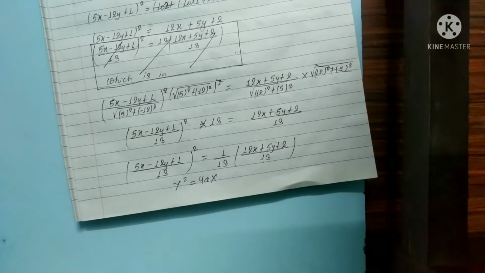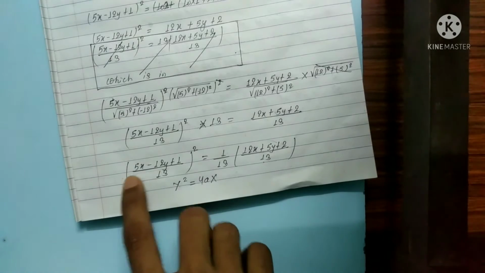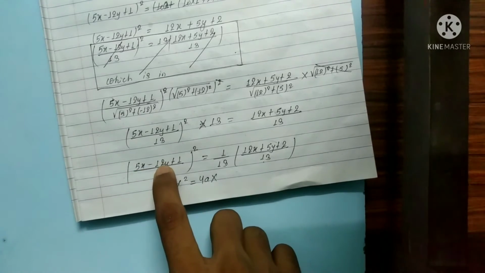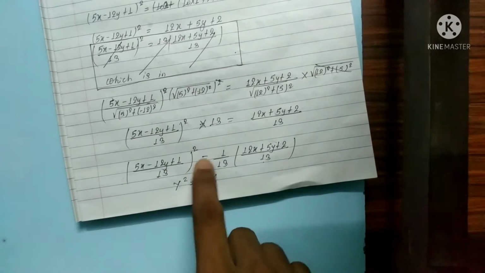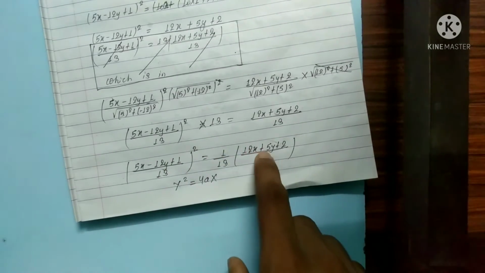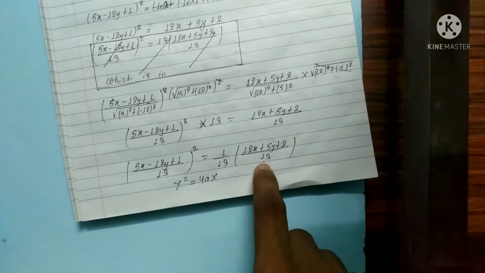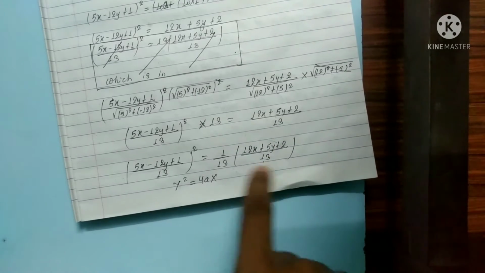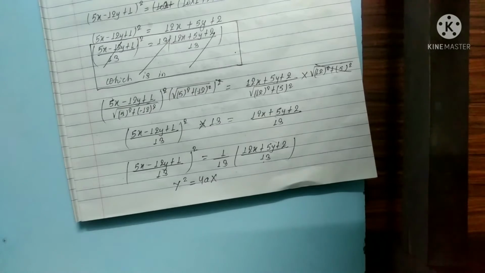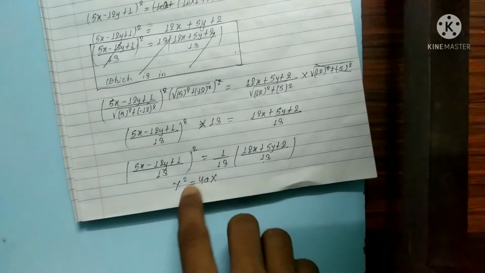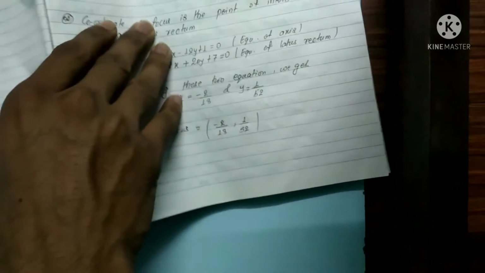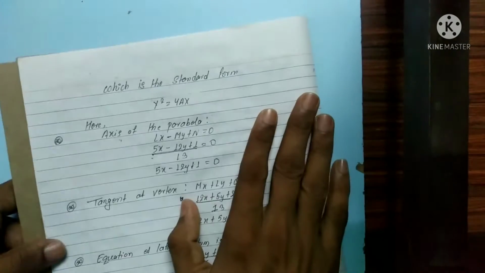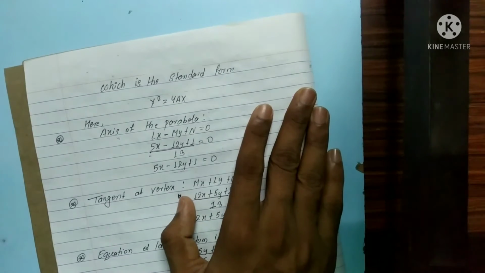At that position we found the equation: 5x minus 12y plus lambda by 13 whole square is equal to 1 by 13, 12x plus 5y plus 2 by 13, which is in the form of y square is equal to 4ax. This represents a conic section, which represents the standard form of a parabola.